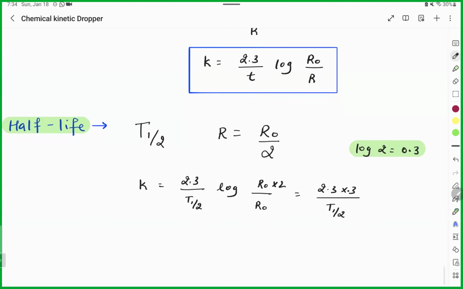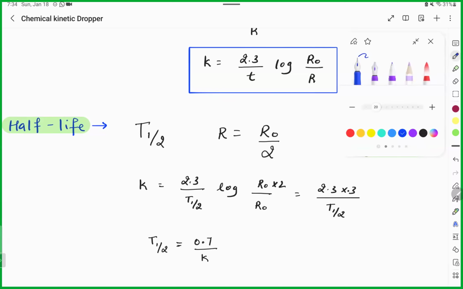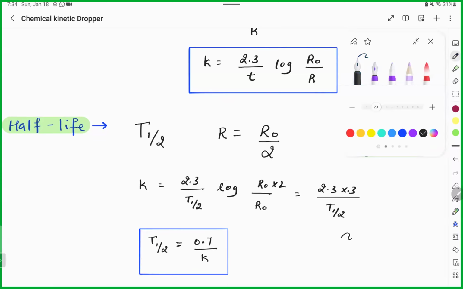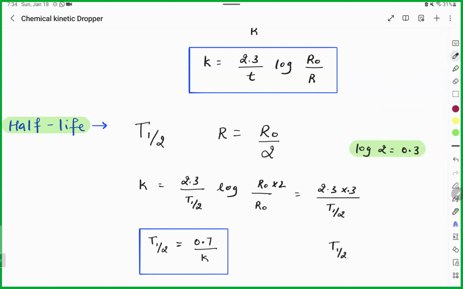Right. If you want to calculate half lifetime, what is the calculation? 2.3 multiplied by 0.3, it is approximately 0.7 divided by K. Actually, if you see any of the theorem, you will see the value will be given like T half lifetime is equal to 0.693 by K.